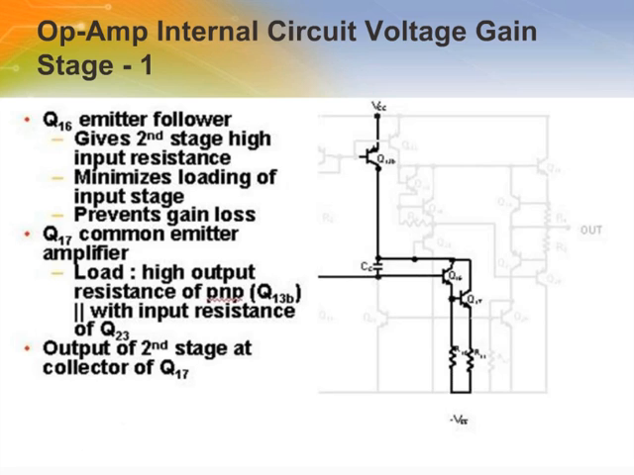The signal from the collector of Q6 is fed into Q16's base. Q16 is connected as an emitter follower, which gives this stage very high input impedance. Since it minimizes the loading of the input stage of the amplifier, it prevents gain loss at this stage. Q17 is connected as a common emitter amplifier. The load of Q17 is the output resistance of Q13B, which is a PNP transistor, in parallel with the input resistance of Q23, which is another PNP transistor. The output of the second stage of the amplifier is taken at the collector of Q17.